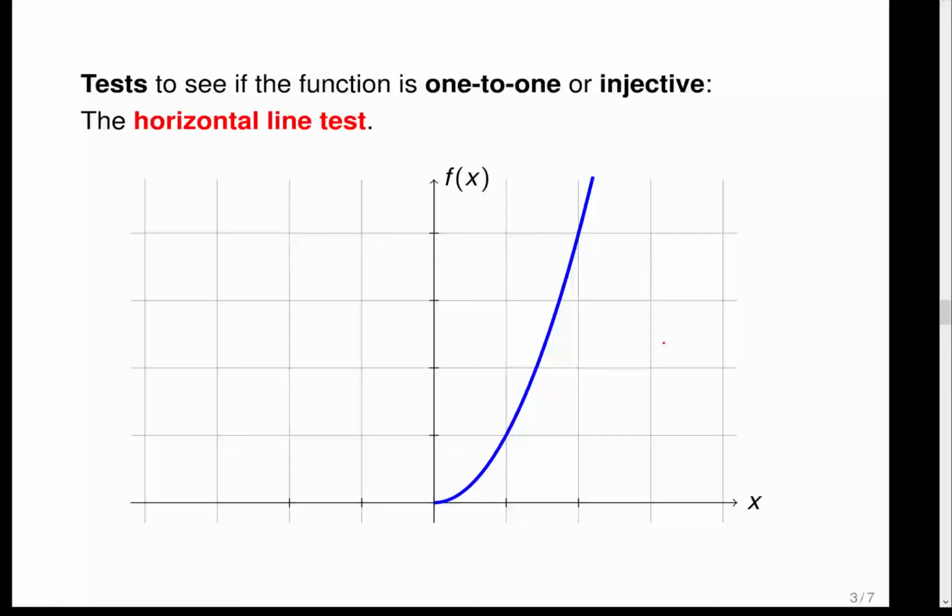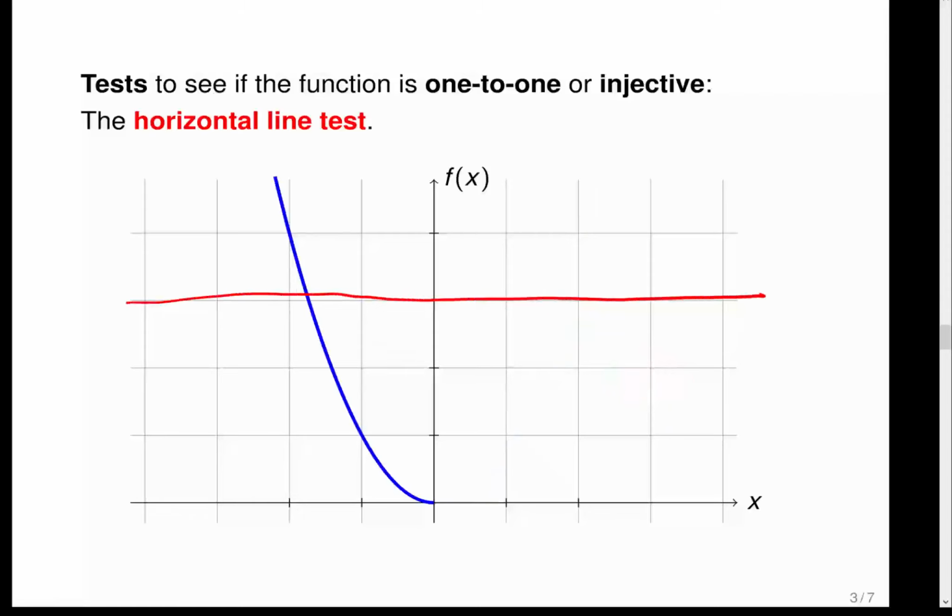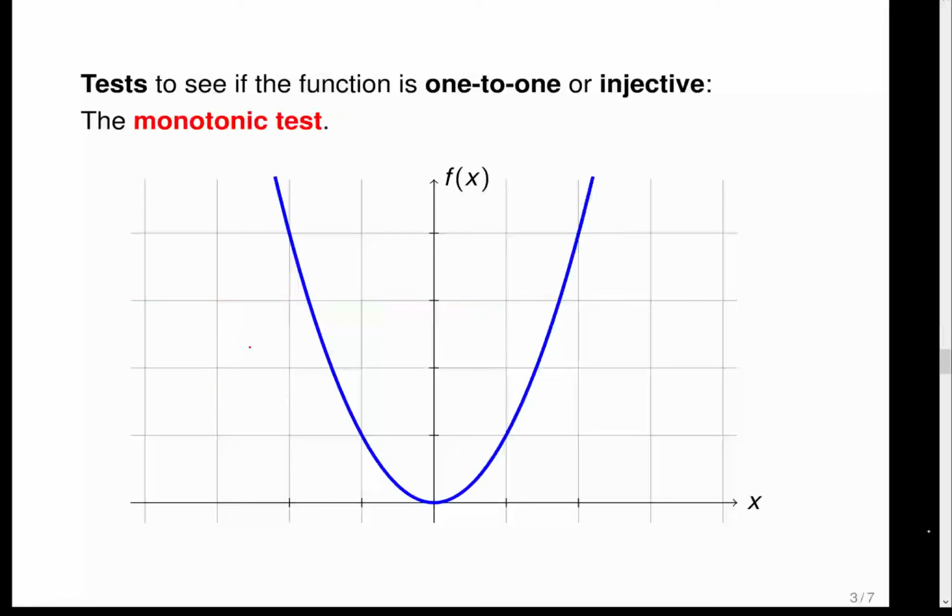But notice when we restrict the domains, the function does become one-to-one, since any horizontal line will now cut the graph at most once. Hooray! Another equivalent test is called the monotonic test.